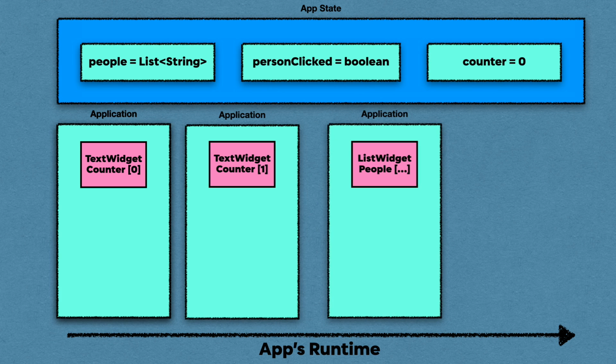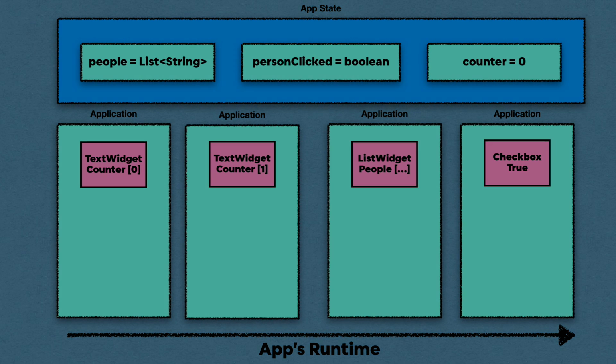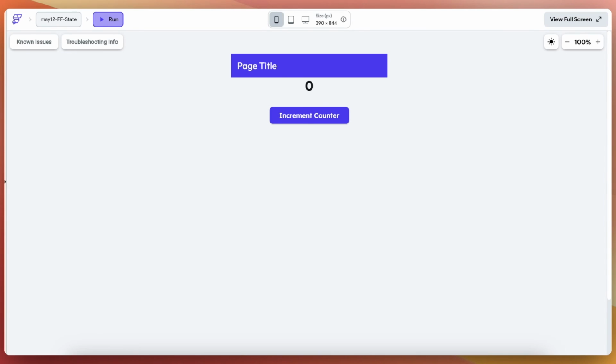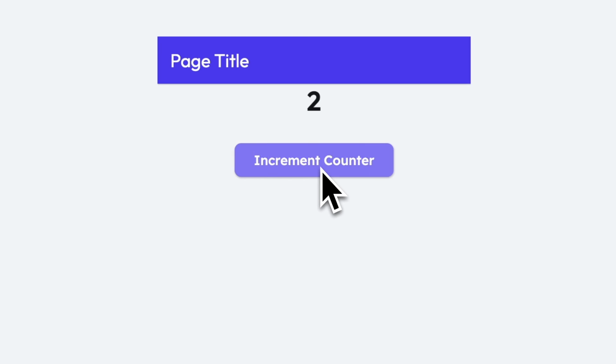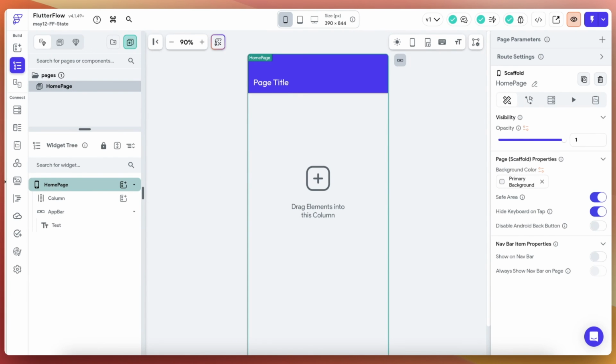Okay, enough theory. Let's jump to a couple of examples. The simplest example of state is a counter app. Picture a simple app that displays a counter. It displays a number, and every time a user presses a button, its value is incremented. Here's how it works.